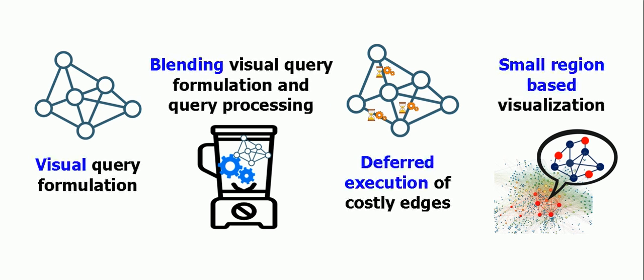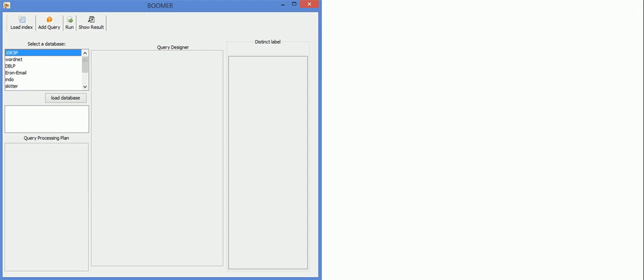In this video, we present BOOMER, a tool for blending visual BPH and exact subgraph queries on large networks. The key features are visual formulation, blending visual query formulation and query processing, deferred execution to handle the challenge of edge-to-path matching, and small region-based visualization. We shall demonstrate how to formulate BPH and exact subgraph queries and analyze their results using real-world networks.